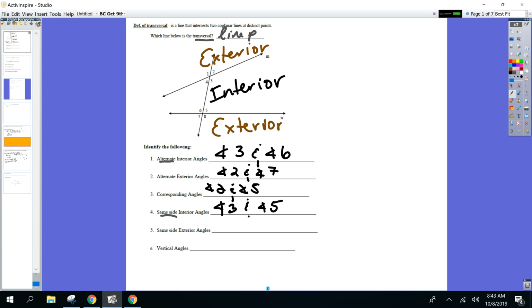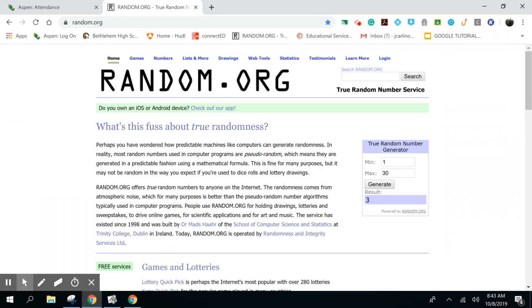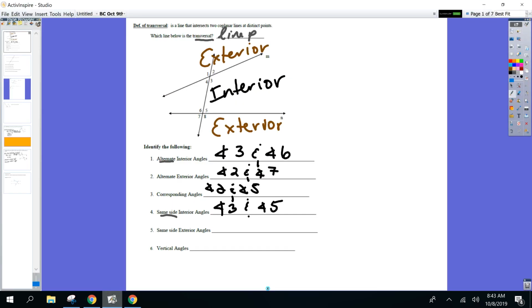Same side, exterior now. A pair of angles that would qualify as same side, exterior. Hey, 3. 2 and 8. I like it. Or we could have gone on the other side and said 1 and 7.